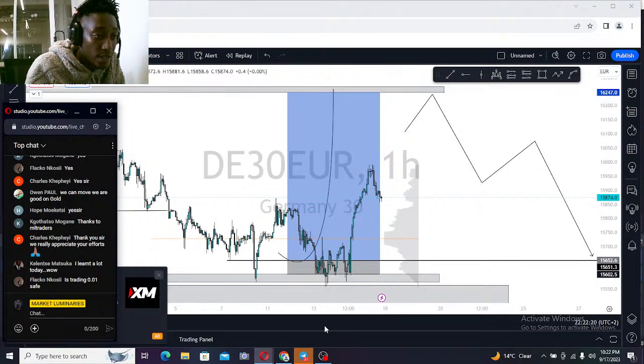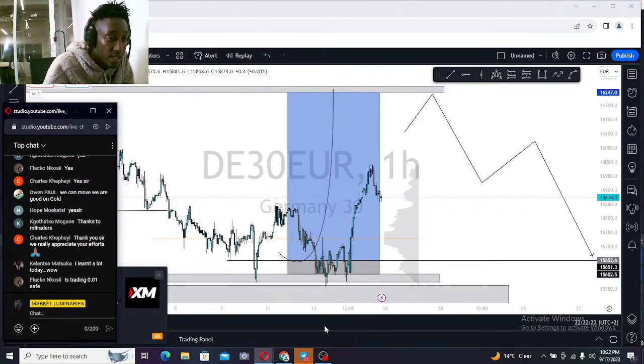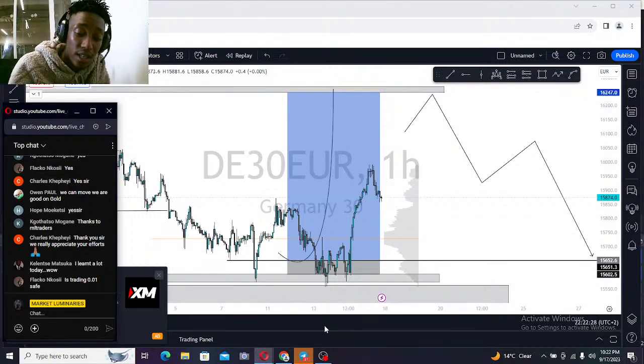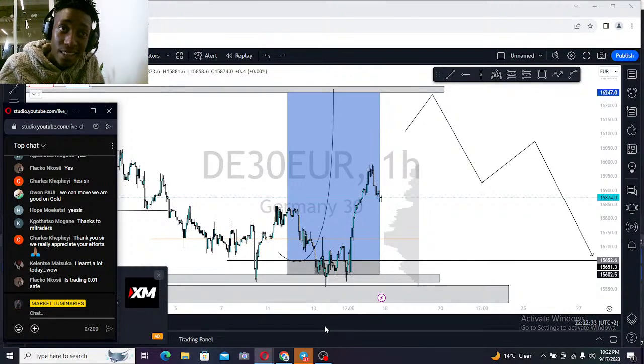Is trading lot size 0.01 safe? Yes, Falco. Yes, it's safe. It's safer than any other lot size out there.